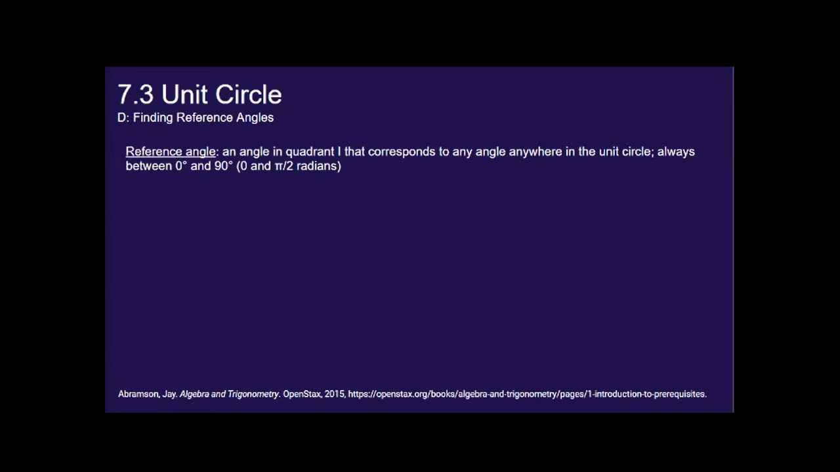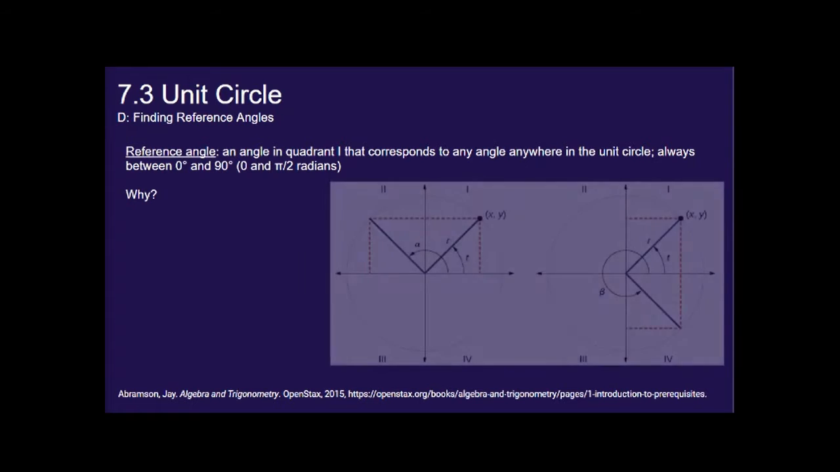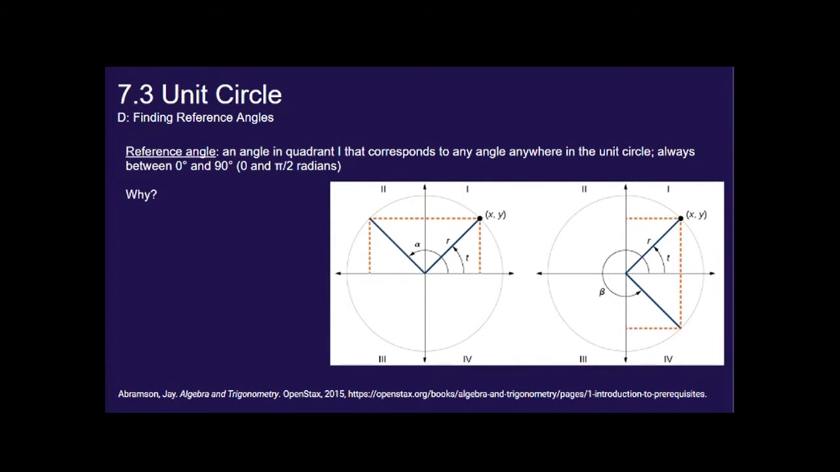So we've already mentioned reference angles. It's been a little while, so let's review what those are, because we're going to find reference angles and then use that to find sine and cosine and the coordinates of the terminal angle. A reference angle is an angle in quadrant 1 that corresponds to any angle anywhere in the unit circle, and it's always between 0 and 90 degrees, or if you're working in radians, 0 and pi over 2. So why would we want to do this?